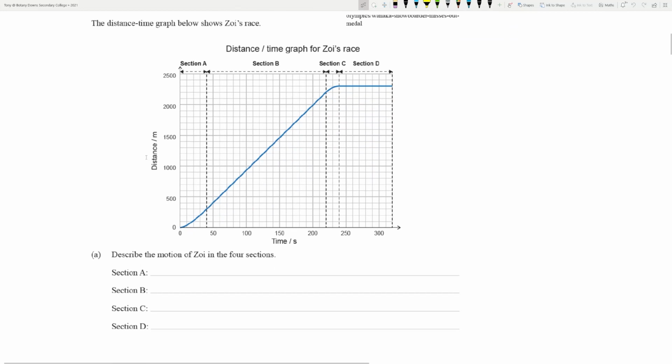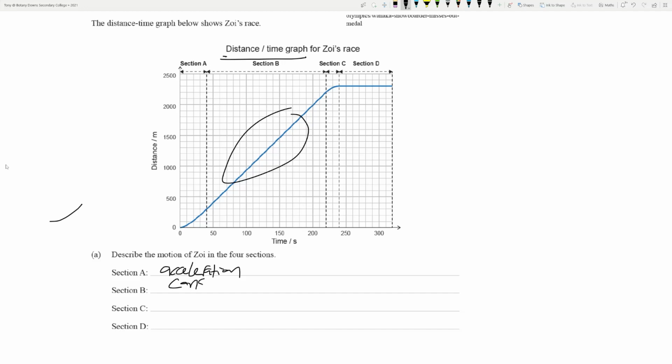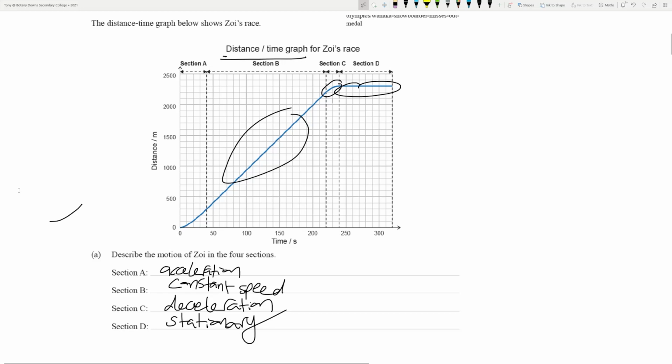So the first one is a distance time graph. Whenever you get a distance time graph like this, for section A, does that line look straight? That doesn't look very straight. When you have a curved line like that, this is showing acceleration. For this bit here, this is a straight line, so this is constant speed. And for this bit here, that's showing deceleration. And for section D, that is just stationary, because the distance covered in that time is 0, so there's no speed.